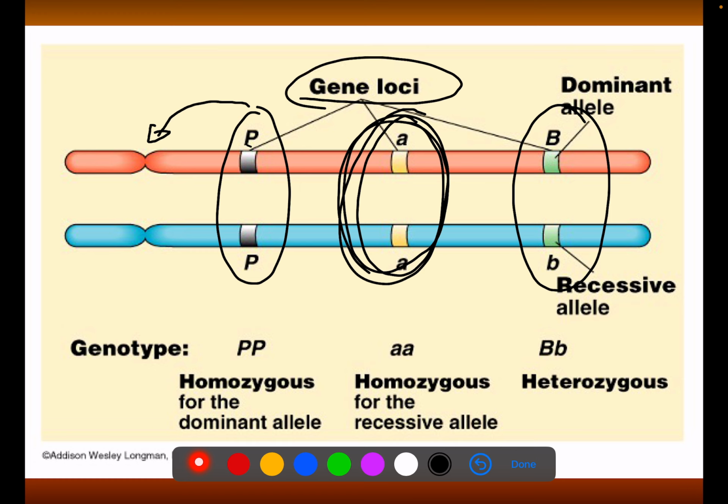Notice that for the P's, they're both the same, big P, so that's homozygous dominant. For the A's, it's lowercase a, so that's homozygous recessive. And then for the B's, you have one of each, a big B and a little b, a dominant and a recessive, so that's a heterozygous. So that's just more practice of the vocabulary that we've been looking at.